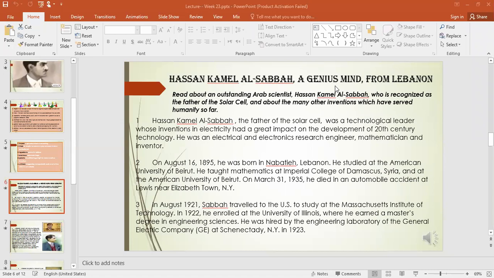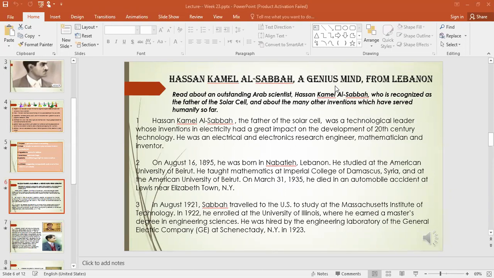Let's see, paragraph 2. On August 16, 1895, he was born in Nabateeh, Lebanon. He studied at the American University of Beirut. He taught mathematics at the Imperial College of Damascus. Damascus is in Syria. And at the Lebanese American University of Beirut.